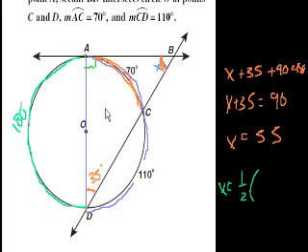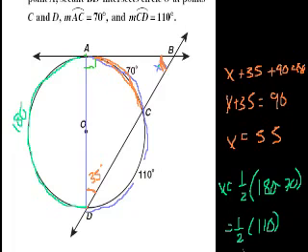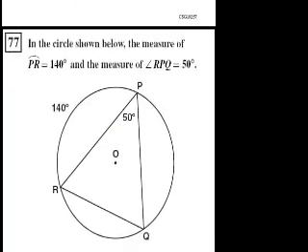If x was inside the circle, then x would be 1/2 the sum of the two measures. So what's the difference? It's 180 minus 70, so that's equal to 1/2 times 110. That is equal to 55 again. So it's nice to see that math works correctly no matter how you do the problem.